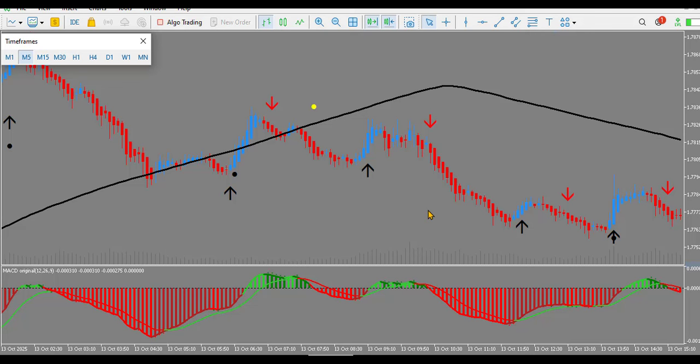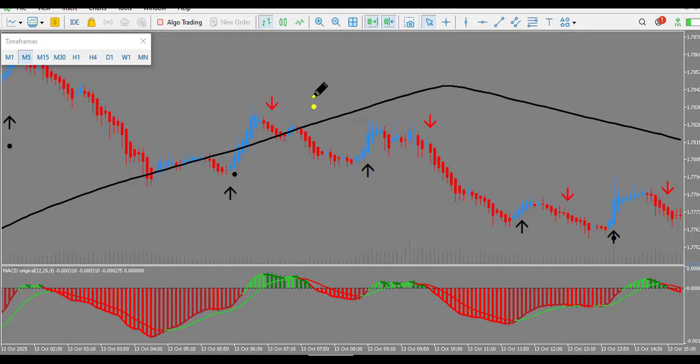As I said, I have combined a few indicators together. I have this arrow indicator here. I have the PTI indicator. This is a moving average. Then I have the MACD indicator here. Now let me explain how you can use this profitably.